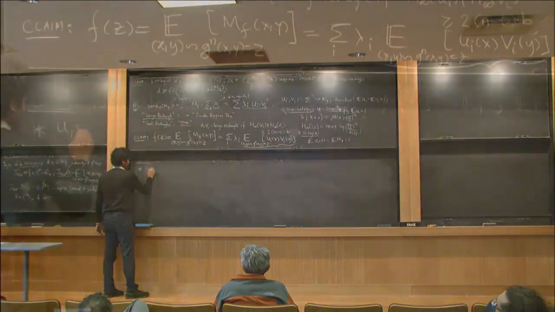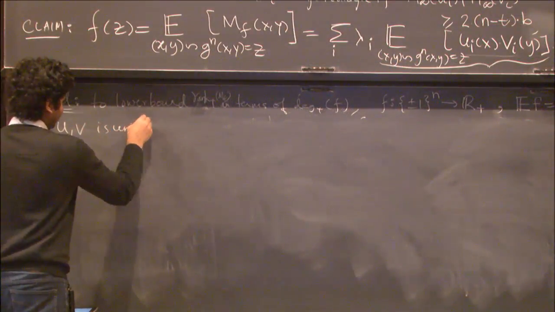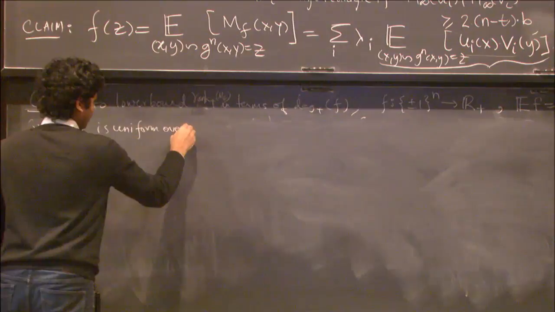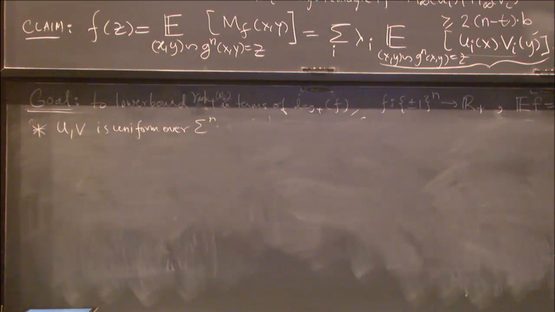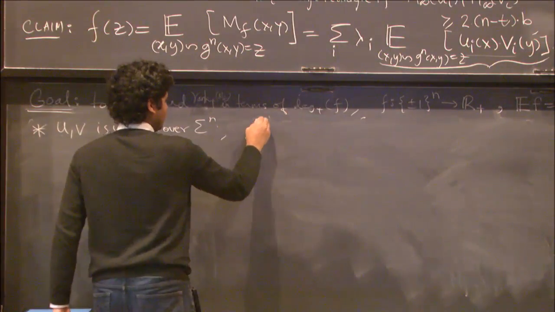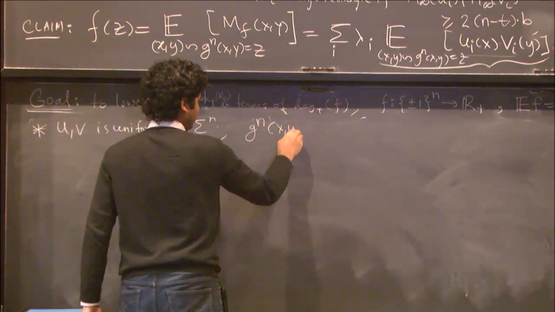So the first example is really simple. Suppose U and V are uniform on sigma to the n. Okay. Then what's the distribution of the random variable g to the n of x, y?